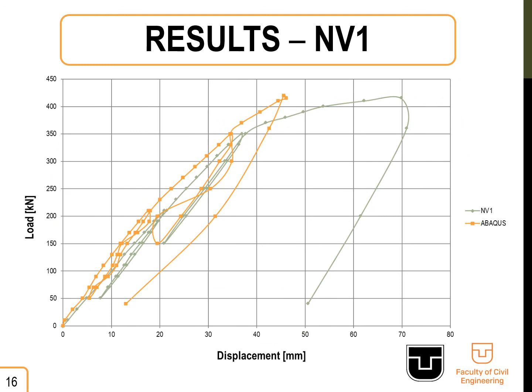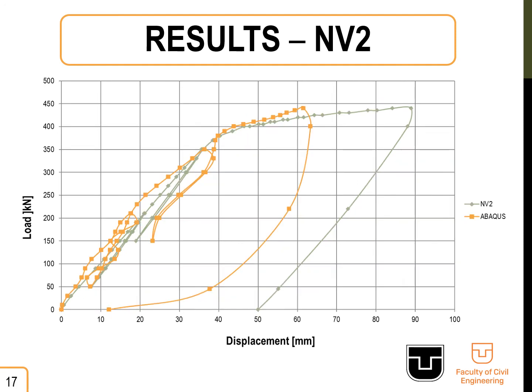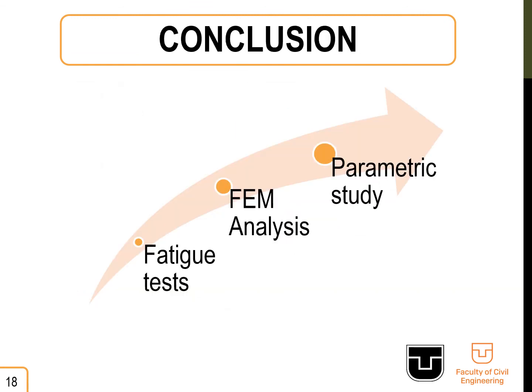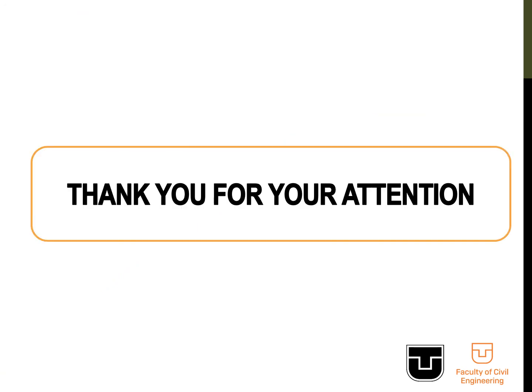Here are the results of the numerical study of the double. As you can see, the Abaqus model copies the initial linear part of the graph closely enough. Here are the results of the second type of shear connector. In conclusion, after the numerical study of the beams, the parametric study can be done. Also, fatigue tests and finite element analysis of the push-out tests need to be finished in the near future. Thank you for your attention.